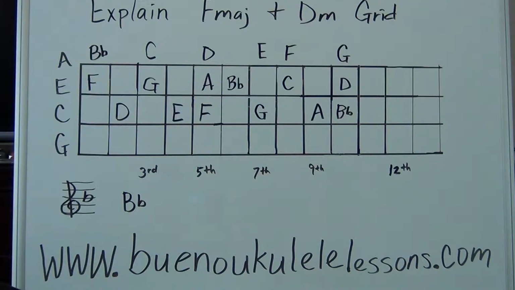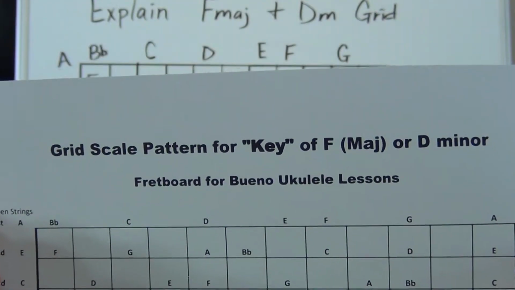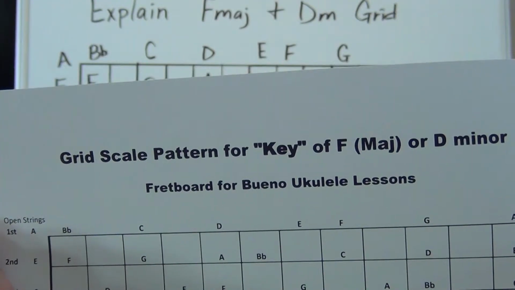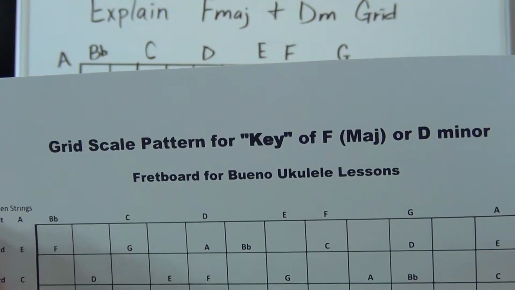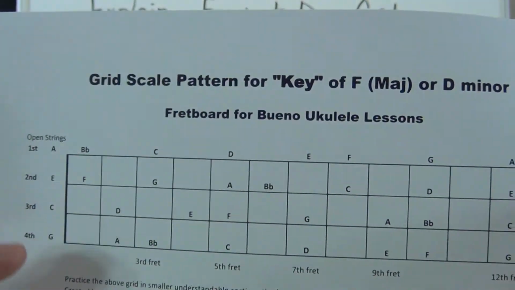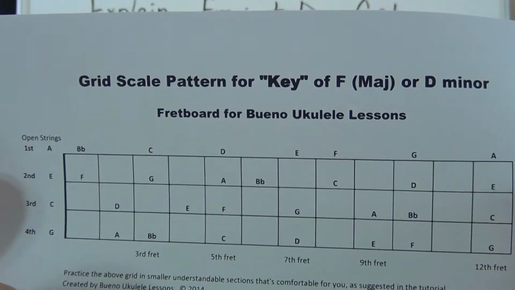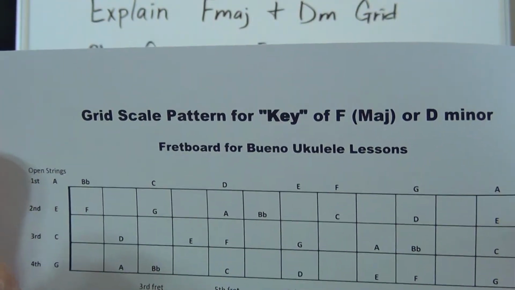Today I'm going to explain the grid for the key of F major and D minor. So what you want to do before we get started is go ahead and grab this piece of paper: Grid scale pattern for key of F major and D minor. And by the way, we're not going to be playing the ukulele in this lecture, so just take a lot of notes, okay? So pause the tutorial, grab your paper, and we'll get started in about a second.